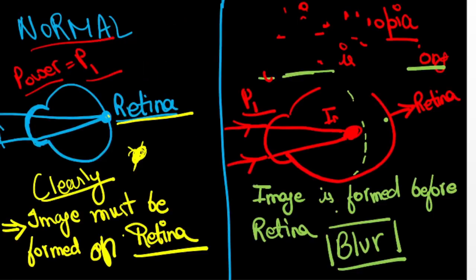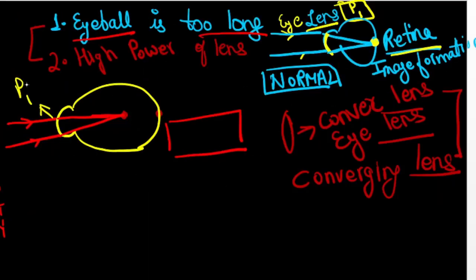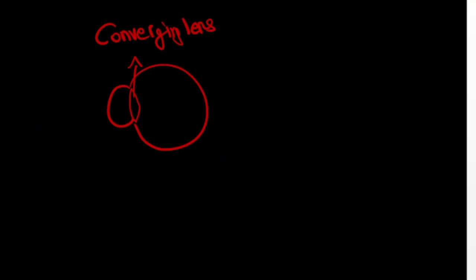Simply do what? Let me draw your lens here. I wasn't drawing before because थोड़ा सा डायग्राम खराब हो जाता. This is your converging lens और ये इतना converge कर रहा है that the image is formed before retina. So now I had to find a way to solve this issue. This is your converging lens.